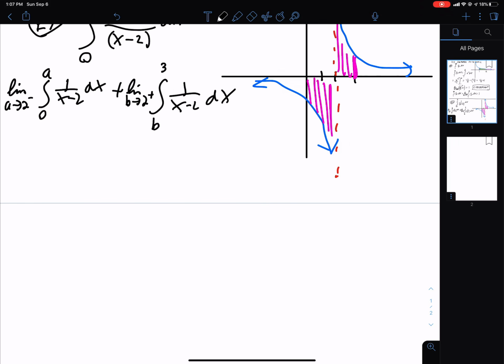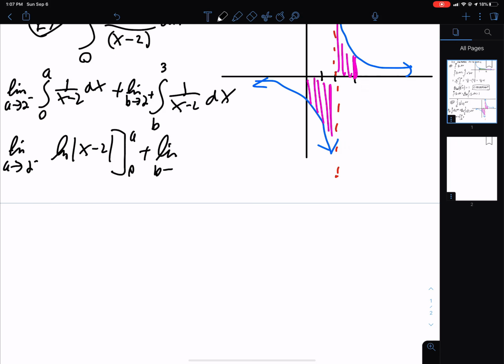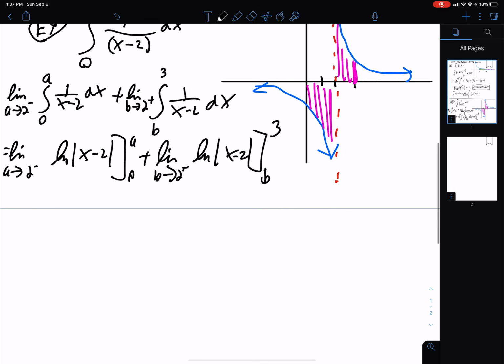calculus. Now, technically, this is a u sub. You make u equal to x minus 2. But after you do your u sub, you should get ln |x minus 2| from 0 to a. And you should get the same thing here, ln |x minus 2| from b to 3. We do our fundamental theorem of calculus.